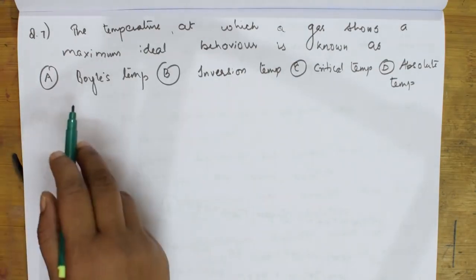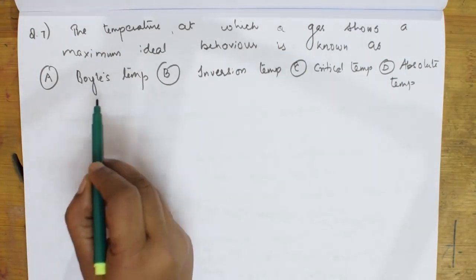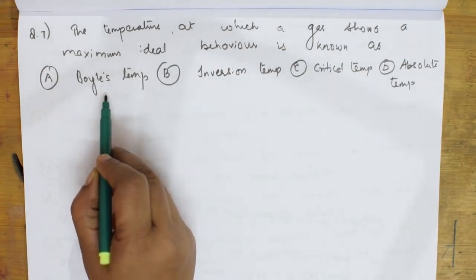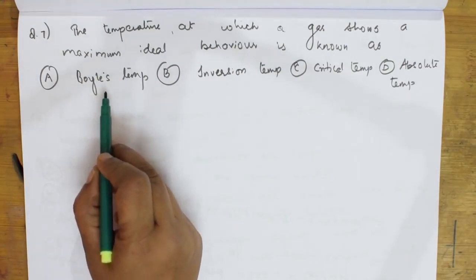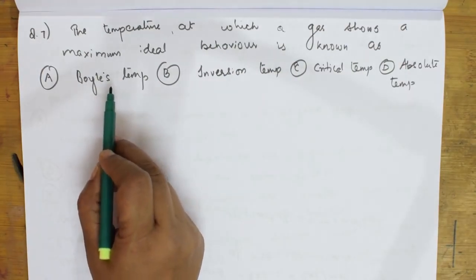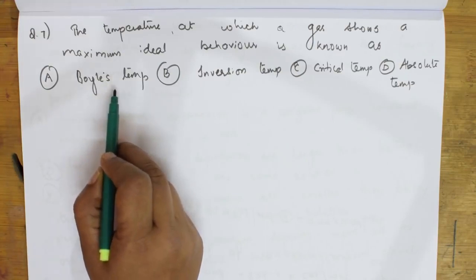Correct? Now what is Boyle's temperature? Basically, Boyle's temperature is a temperature at which a real gas exhibits ideal behavior. So this is the correct option. Once again, Boyle's temperature is a temperature at which a real gas exhibits ideal behavior for a considerable range of pressures.